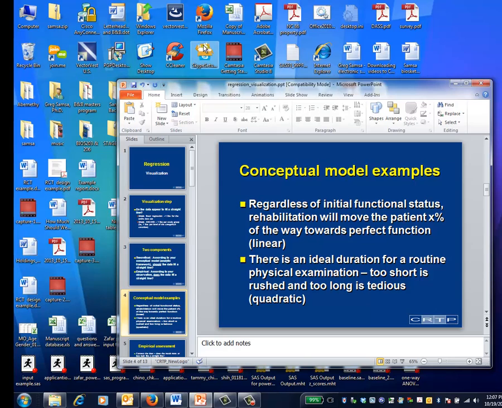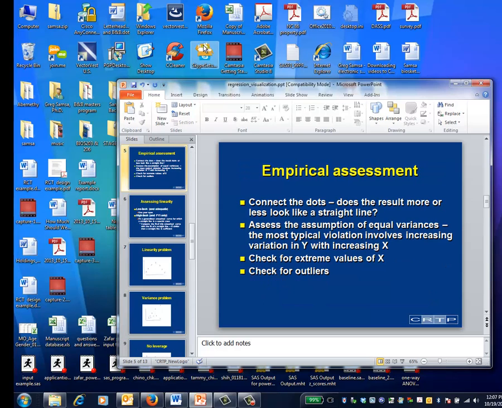As an example of a conceptual model that suggests something other than a straight line, suppose you believe that a routine physical examination has an ideal duration. Too short and the encounter is rushed, or it's too long and the patient begins to chafe at the perceived inefficiency. Accordingly, a regression with exam duration as the predictor and satisfaction with the encounter as the outcome would be expected to appear quadratic rather than linear in form, which would suggest using a model of two predictors, duration and duration squared. For the present purposes, that is for models with a single predictor, the empirical assessment is quite straightforward.